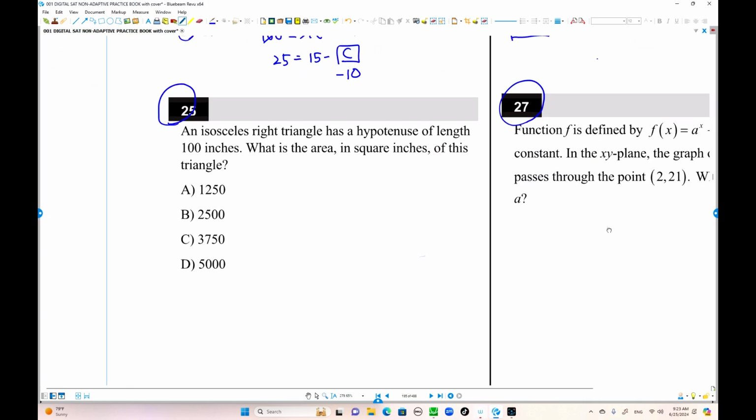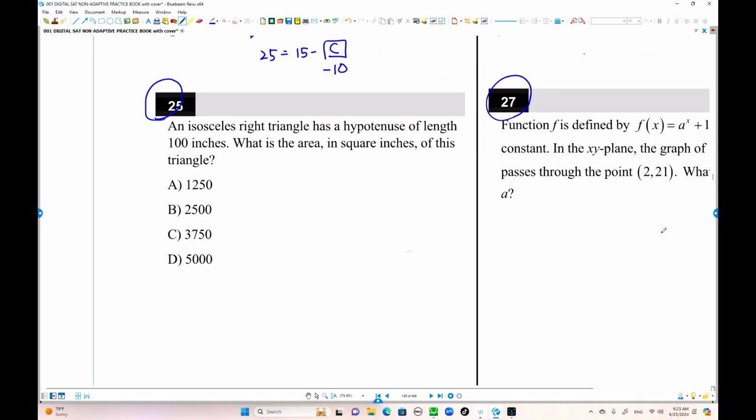Maybe we can try number 25. This is an isosceles right triangle. Two sides are equal, and this is a right angle. This is the hypotenuse, right? The other sides we call legs. These two legs are congruent. What is the area of this one? Maybe you can try leg times leg divided by 2, because these two legs are perpendicular, okay?